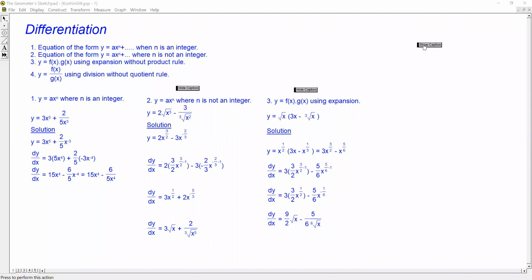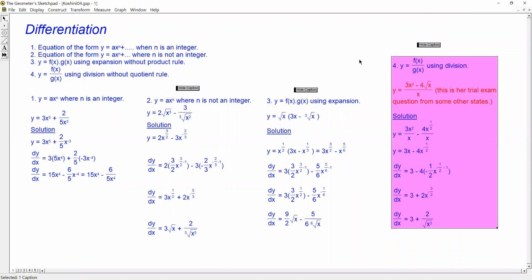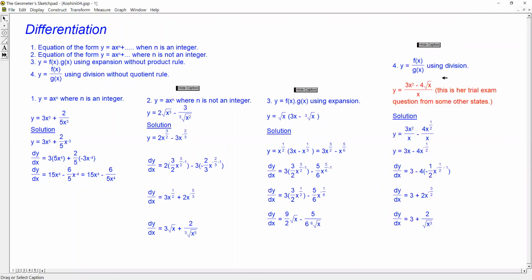Right, now I'm going to show you the actual question that Koshini gave me. So the actual question that Koshini gave me was like this. Now she wants to differentiate this function, and I don't know which tuition teacher said they are not supposed to use the quotient rule. Or you can use the quotient rule also, no? But if you use the quotient rule, if the problem is like this, then it's very difficult.